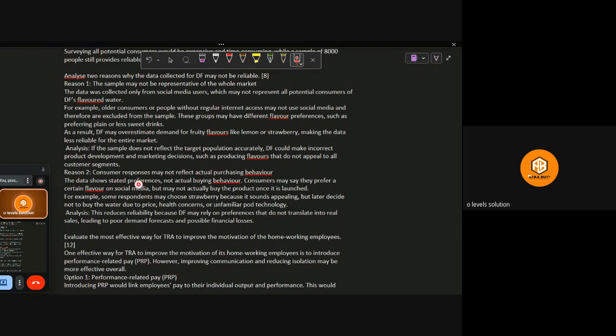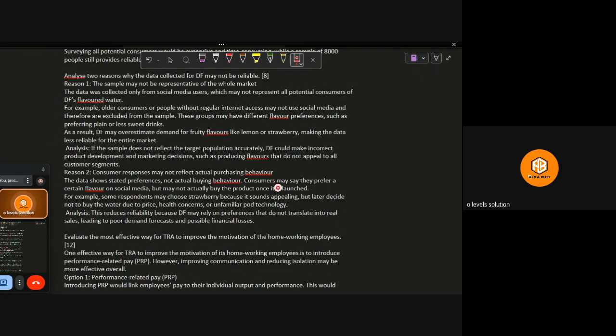The data shows stated preferences, not actual buying behavior. They have said that they prefer that drink, like these tastes, strawberry and all. But when we say preferring, it doesn't mean that we actually buy it. So that's why it's not showing you the actual buying behavior. You are just asking, okay, if there's plain sparkling water, what kind of flavor do you like? So you are just telling them, okay, we will prefer this flavor, this flavor. It doesn't mean that you actually buy it. So this is the problem, because they have asked about preferences only, not their actual buying behavior, and then it may be unreliable data.